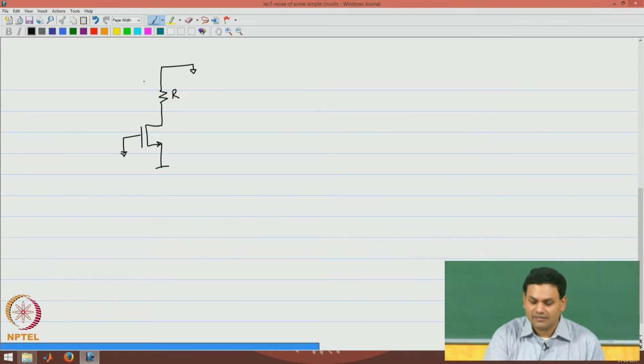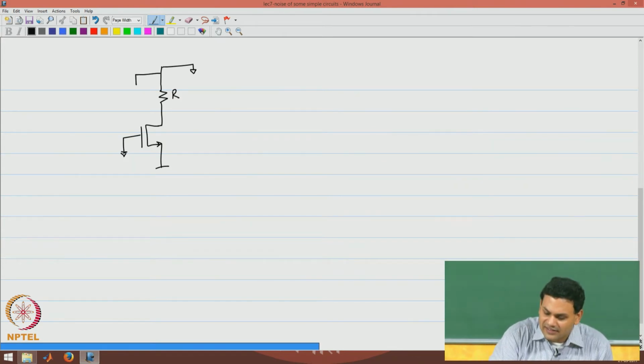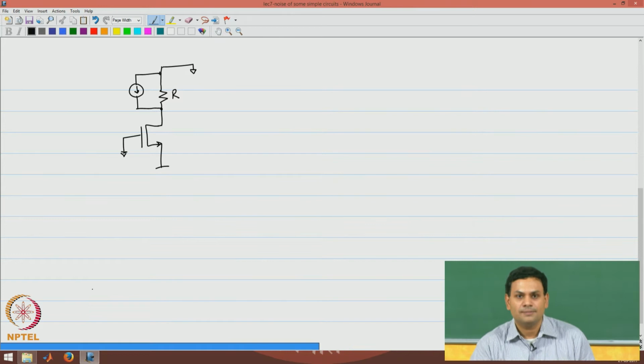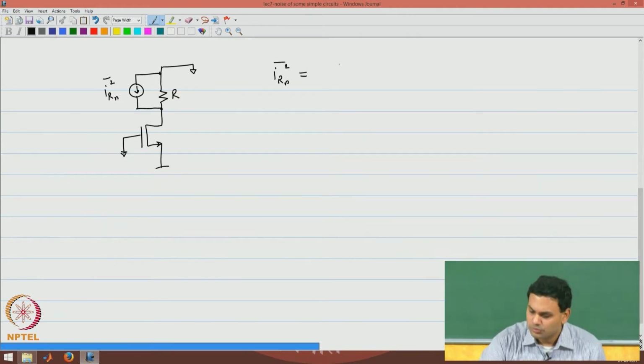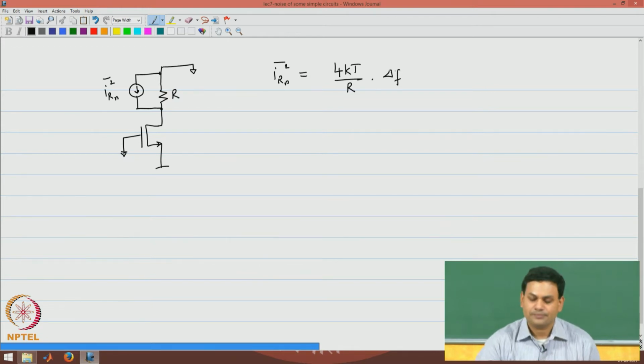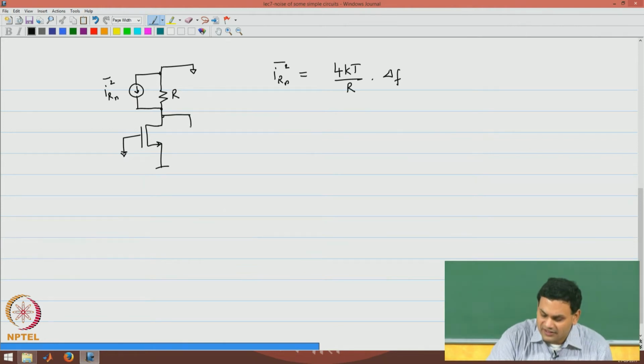This is a resistance R, and the resistance R has a noise current across it. I am going to use the Norton or current source equivalent noise circuit for the resistor, for a very specific reason which we will see in a minute. So, IRN squared is equal to 4kT by R times delta f.